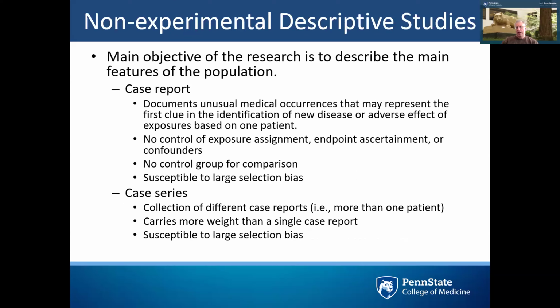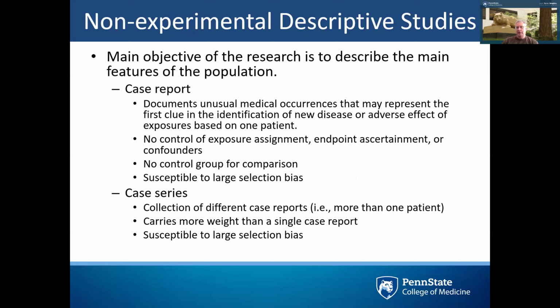So first I want to talk about non-experimental study designs where they are descriptive studies. And the main objective of these descriptive studies is for the researcher to describe the main features of the population. And these are case reports. So what is a case report?